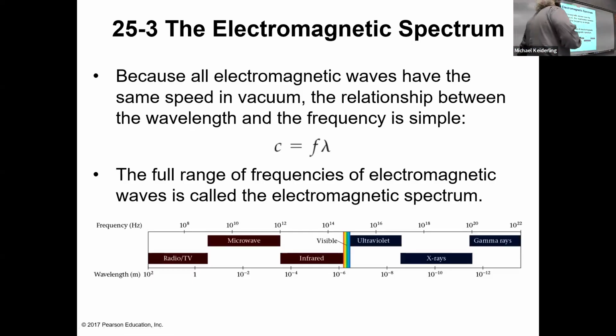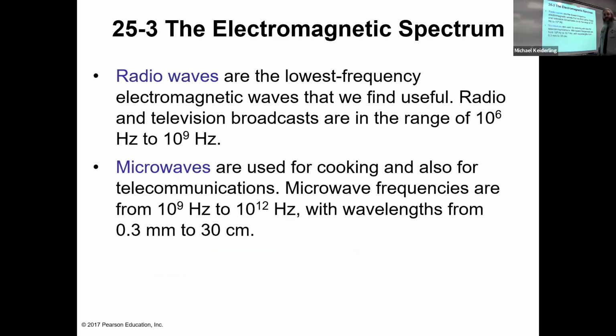So continuing on, the electromagnetic spectrum. All electromagnetic waves have the same speed in a vacuum. So the relationship between wavelength and frequency is simple: speed of light equals frequency times wavelength. And the full range of frequencies of electromagnetic waves is called the electromagnetic spectrum. It varies from long wavelength things like radio and TV, then microwave, infrared, visible light, ultraviolet light, X-rays, and then short wavelength stuff like gamma rays. So radio waves are the lowest frequency electromagnetic waves that we find useful.